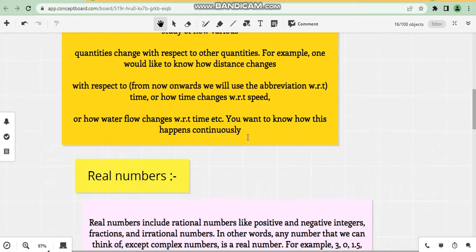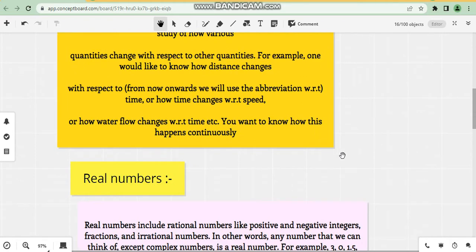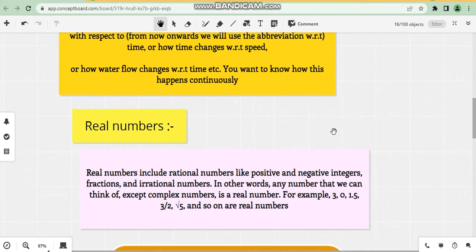Okay, so the first thing that comes in this lesson, in the first unit, is about real numbers. So what are real numbers? Real numbers basically include rational numbers, positive numbers, negative numbers, fractions, and irrational numbers. In other words, any number that we can think of except a complex number is a real number. For example, 3, 0, 1.5, 3 over 2, root 5 are real numbers.